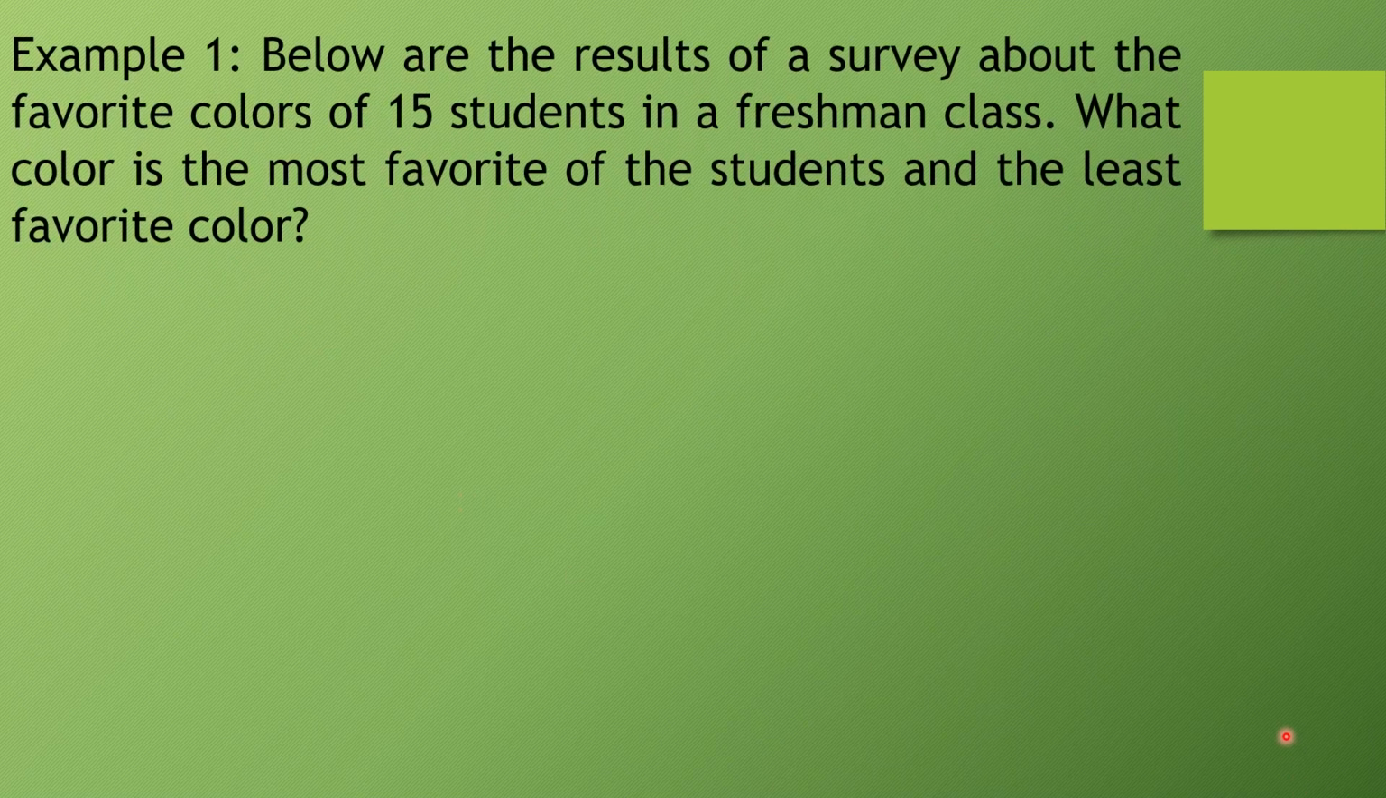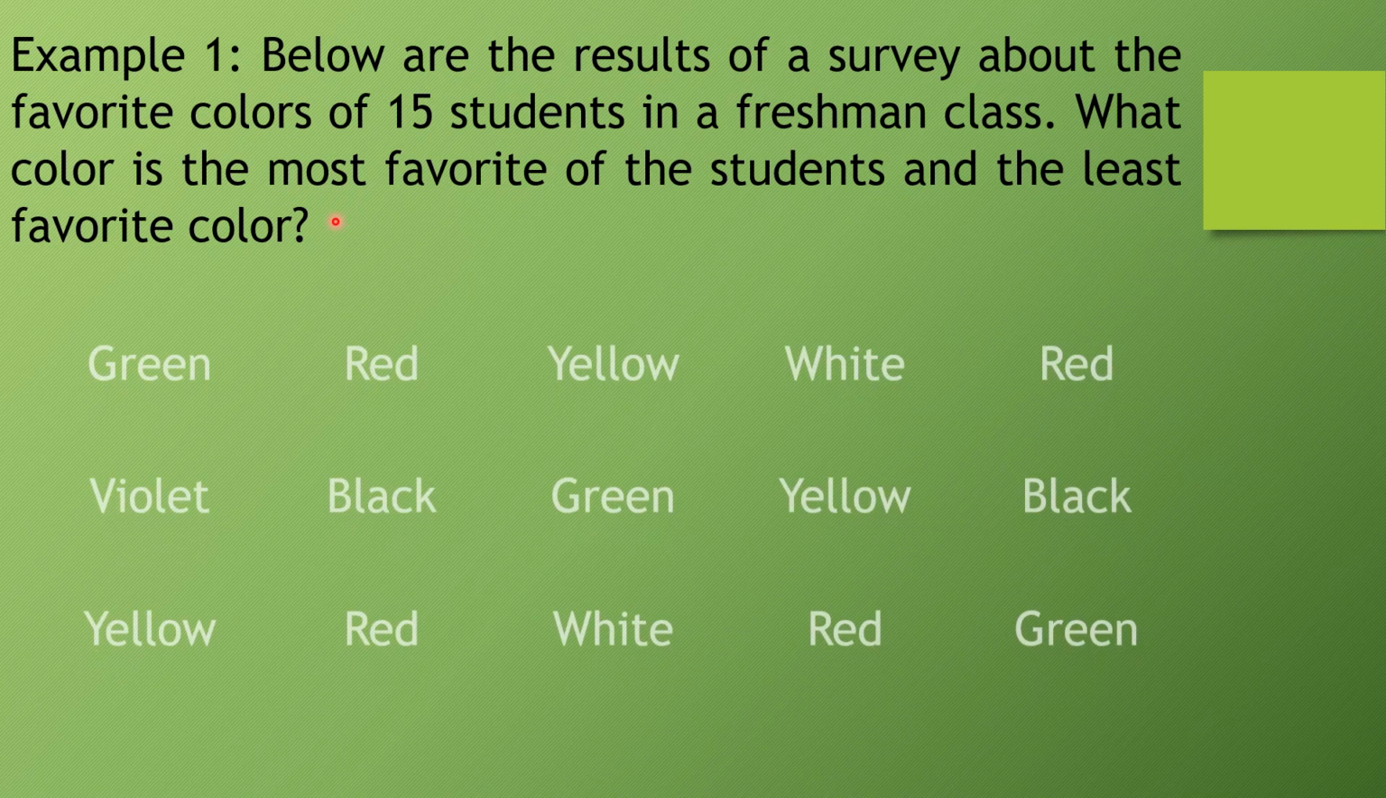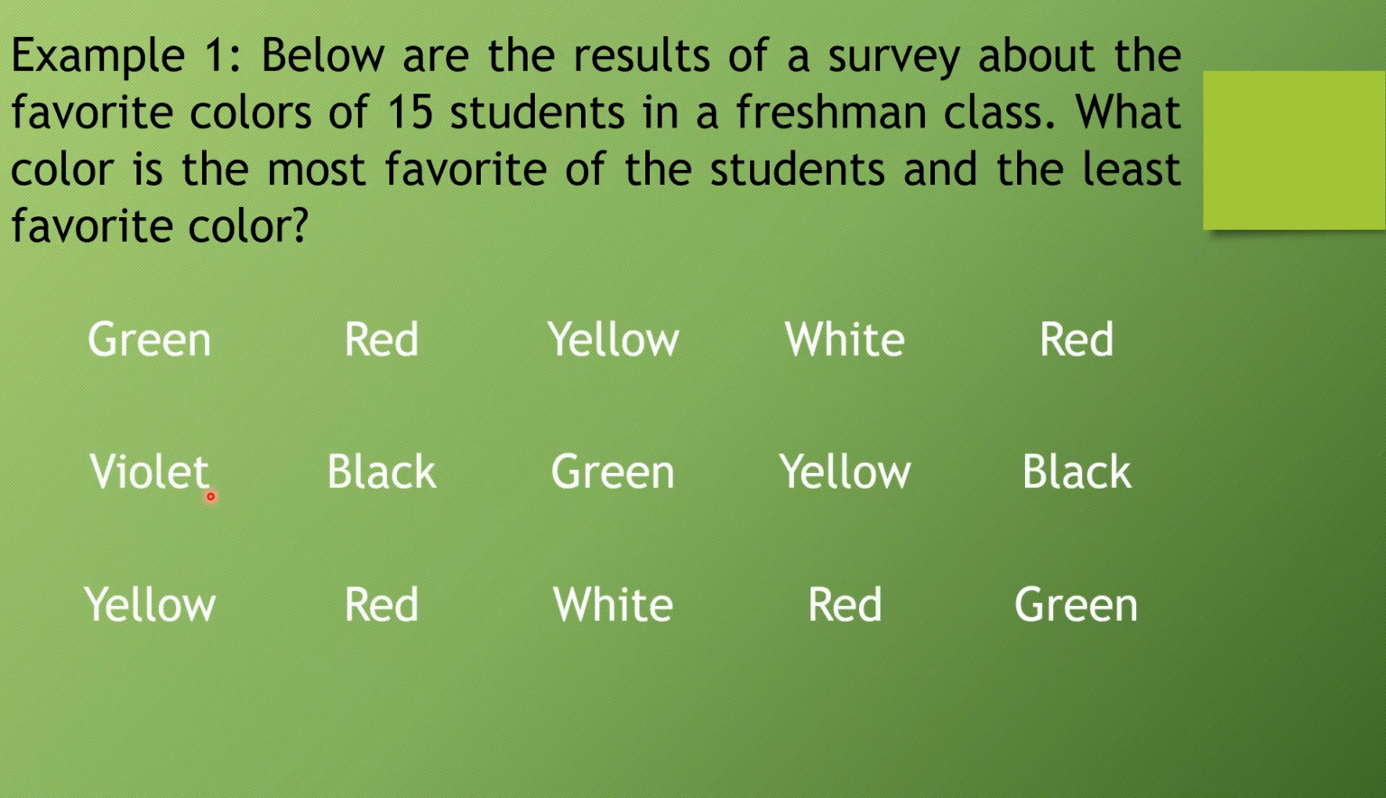So let's have example number 1. Below are the results of a survey about the favorite colors of 15 students in a freshman class. What color is the most favorite of the students and the least favorite color? So we have here the colors green, violet, yellow, red, black, red, yellow, green, white, white, yellow, red, red, black, green.